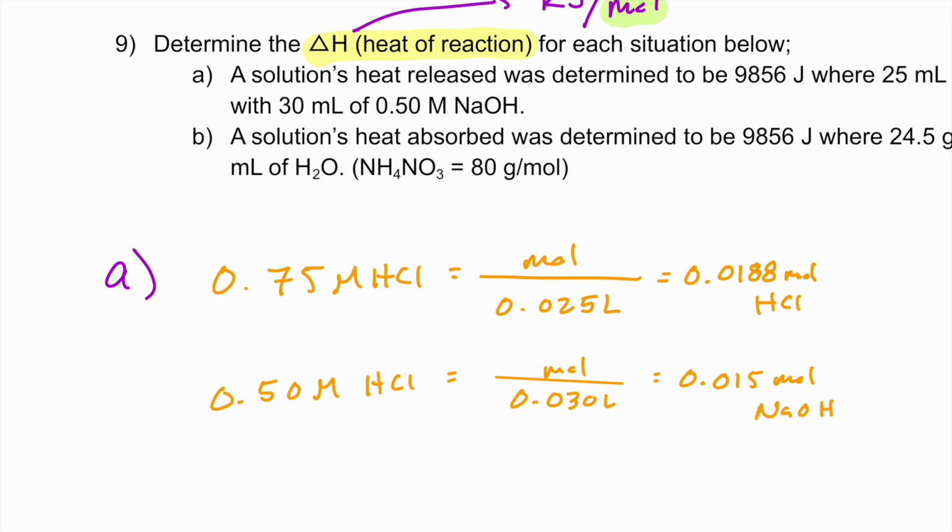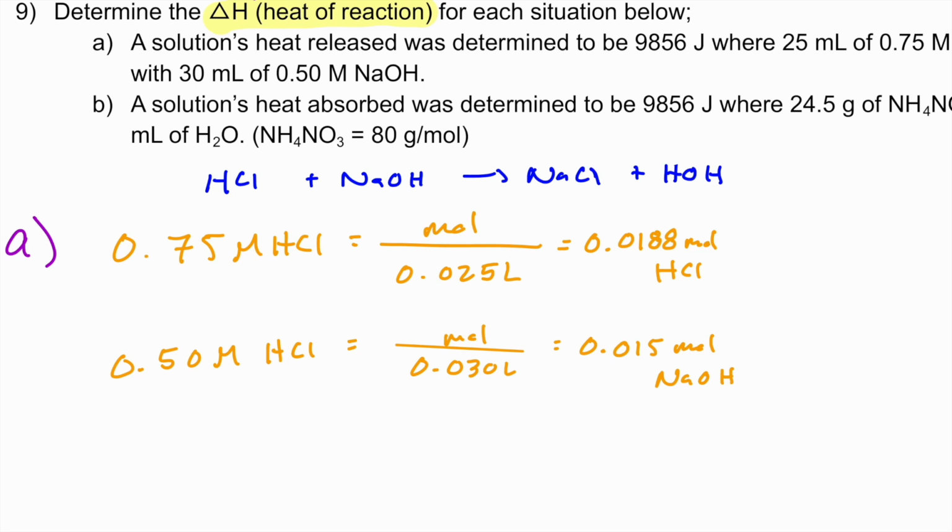Well, if you actually did the equation, maybe we should write it out quickly. It's HCl plus NaOH gives you NaCl and HOH, or water. Right? Look at this. 1 to 1 to 1 to 1. So this is a 1 to 1 to 1. So that means I don't even have to do math. This is the least amount. So NaOH is the limiting reactant.